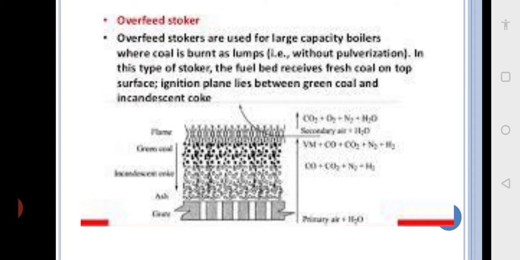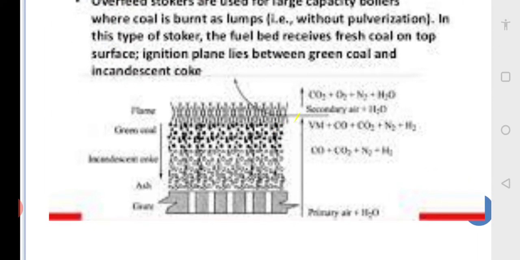Ignition plane lies between the green coal and the incandescent coke. Green coal means the coal which contains water, moisture. Like steam coal also contains, because it is very porous in nature, it contains 5 to 8% of moisture. That is called green coal. As I was telling in the earlier diagram regarding pulverizing, we pass it through dry hot air so that we remove the moisture.